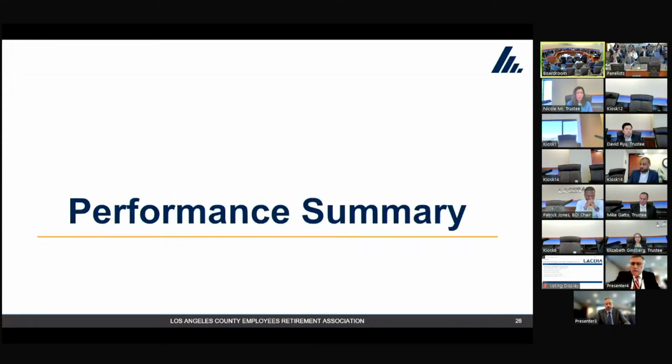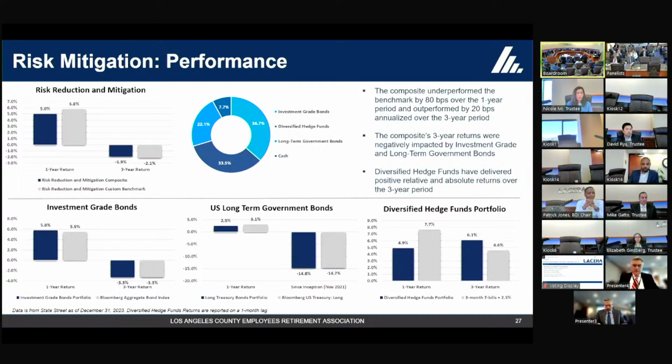The top part of this page presents the returns of the entire risk reduction and mitigation category, reflecting the contributions of all 4 components. The bottom half of the page repeats performance charts we saw earlier in the individual sections. Note the negative absolute returns in the charts in the lower left and in the middle. This highlights what a challenging environment the last 3 years have been for investment-grade bonds and long-term treasuries. Fortunately, the hedge fund portfolio generated positive returns and over the past 3 years outperformed its benchmark, as shown in the lower right.